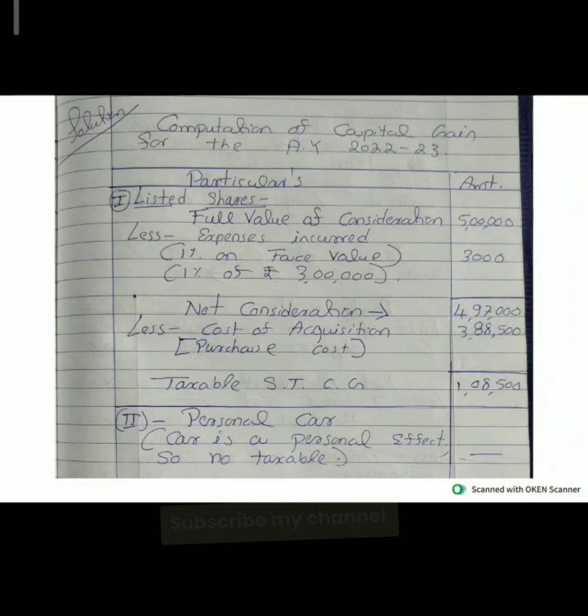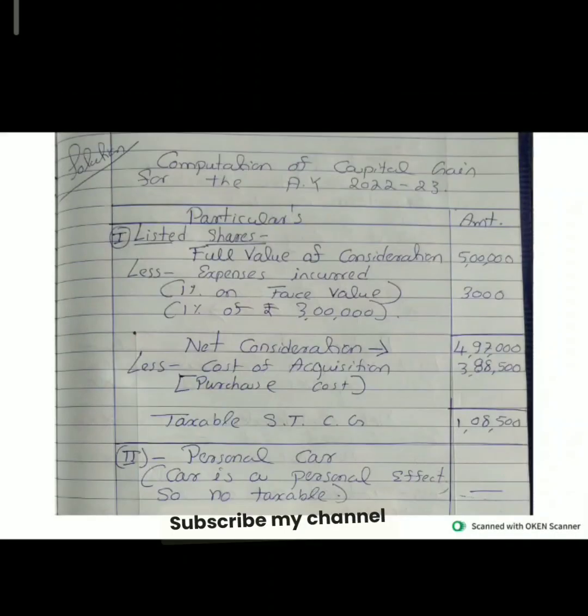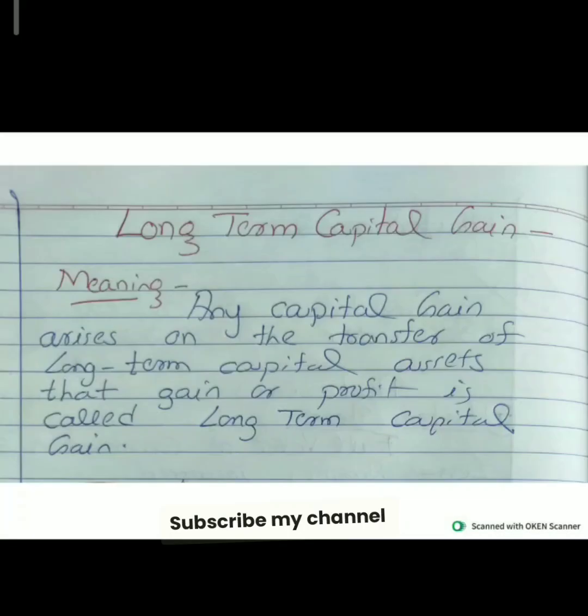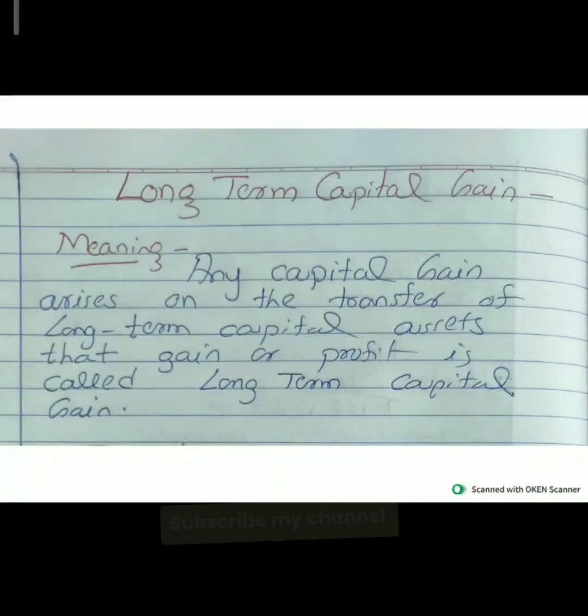The second asset is a personal car. If a personal car is sold, it is not treated as a capital gain. So the car is a personal effect, so it is not taxable. So this is the solution. Short-term capital gain calculation is very easy and simple. Then after the explanation of short-term capital gain, I am going to explain long-term capital gain.